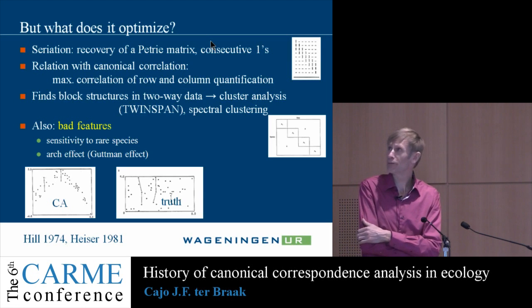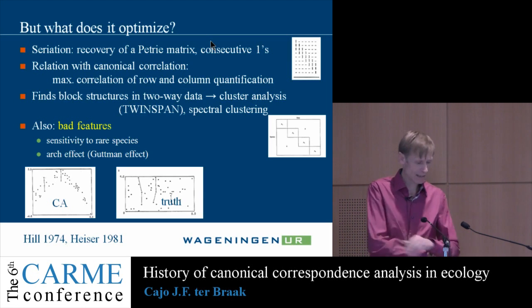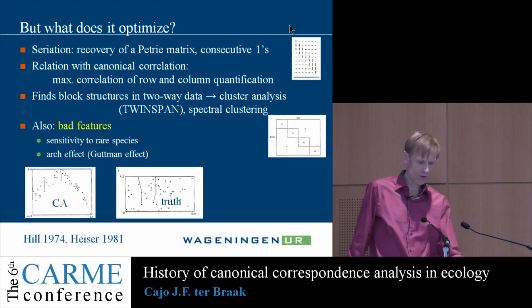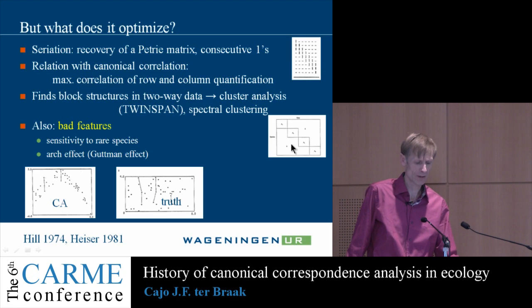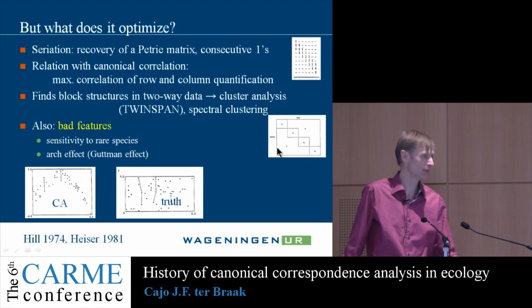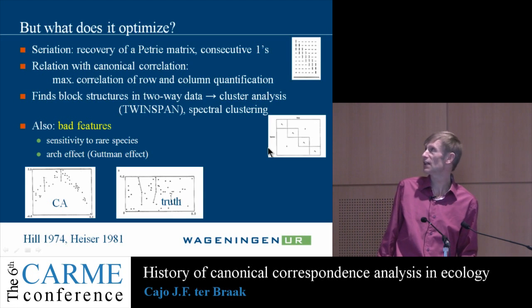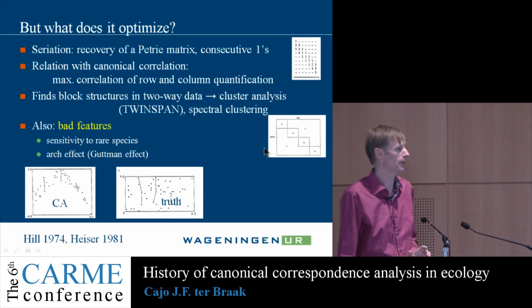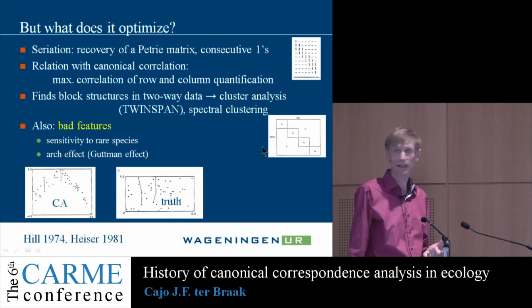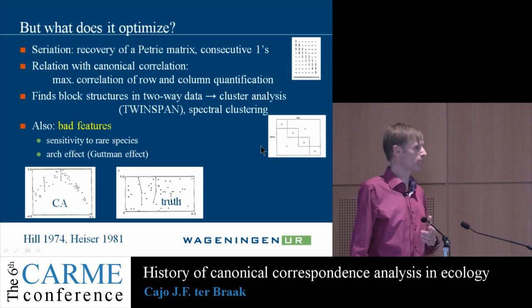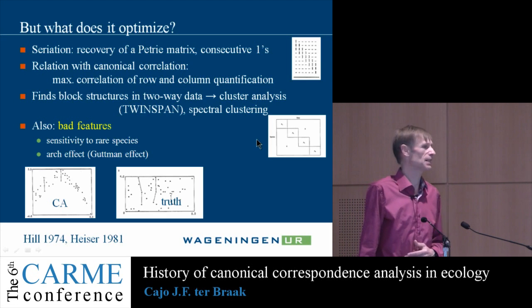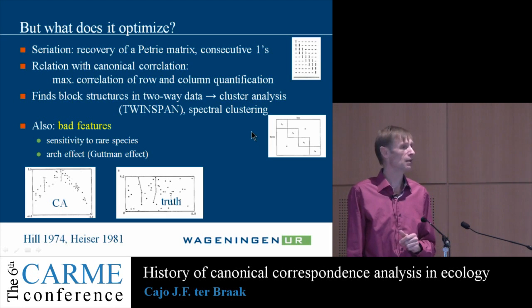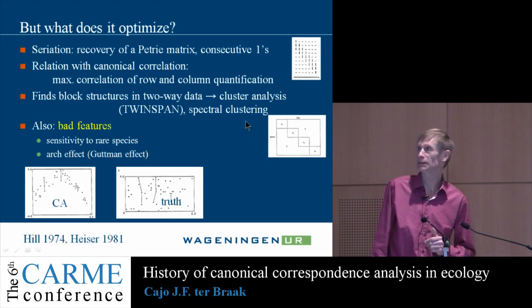Then the third point: it finds block structures in two-way data. If I have here 4 blocks, and they contain zeros and abundances, but all off-block entries are just zeros, then correspondence analysis just gives 5 eigenvalues equal to 1, and they separate completely these blocks. This is still very useful and is being used in spectral clustering, which is a very popular topic nowadays.